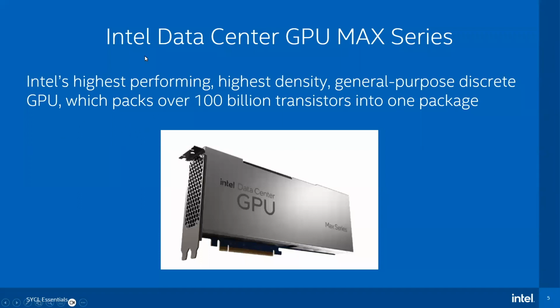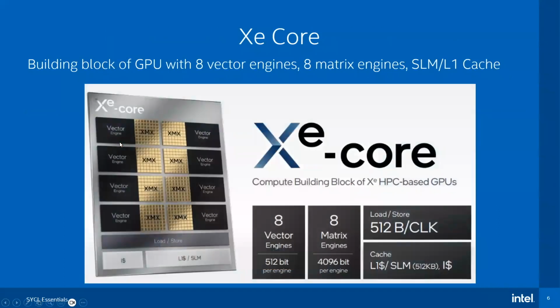Intel launched this new GPU called the Data Center GPU Max series. It's mainly Intel's highest performing, highest density general purpose discrete GPU, which packs over 1 billion transistors into one package. The main building block of this GPU is called the Xe core.